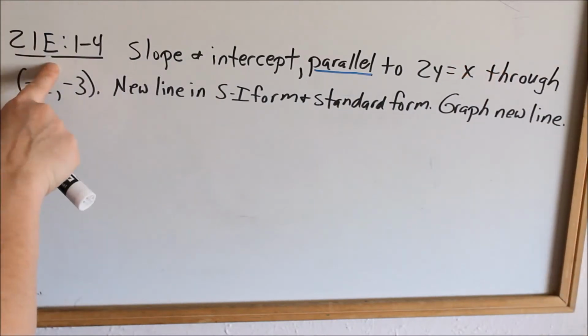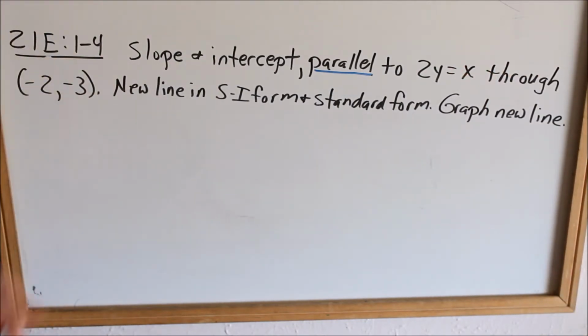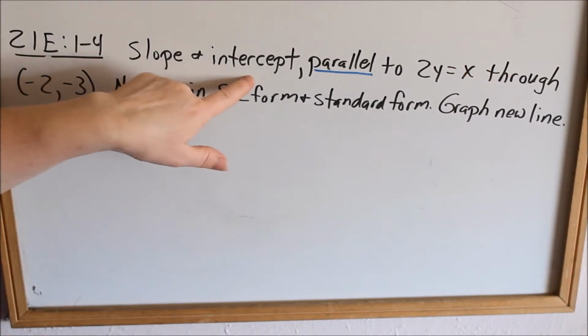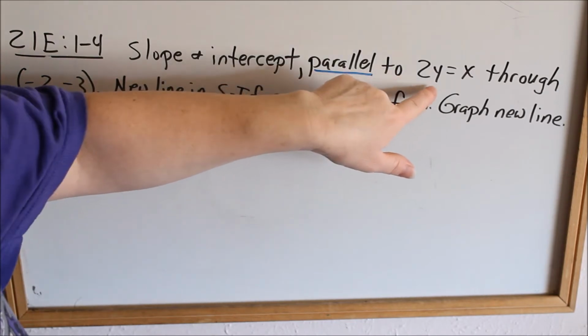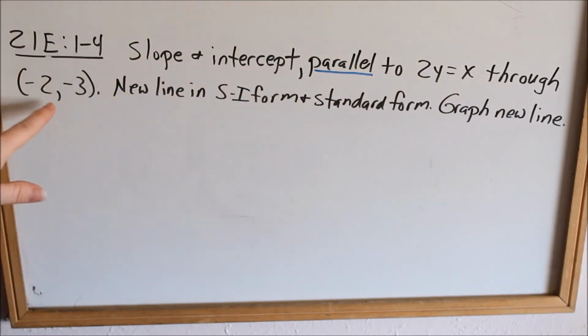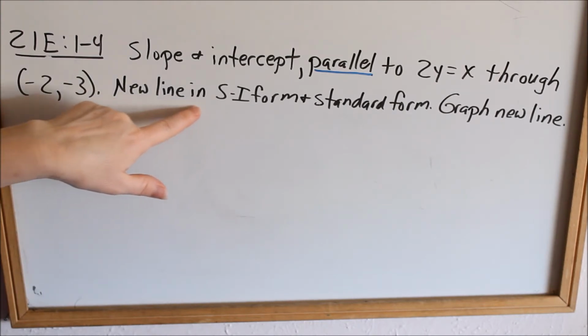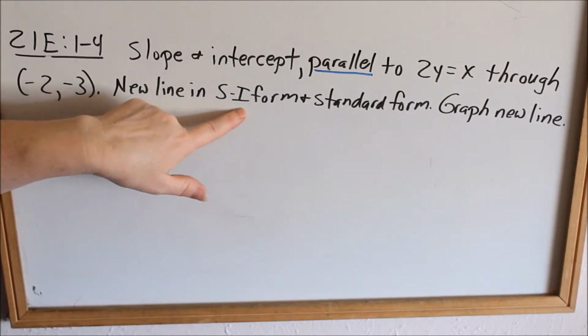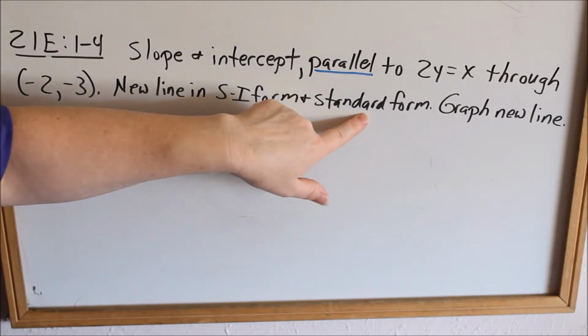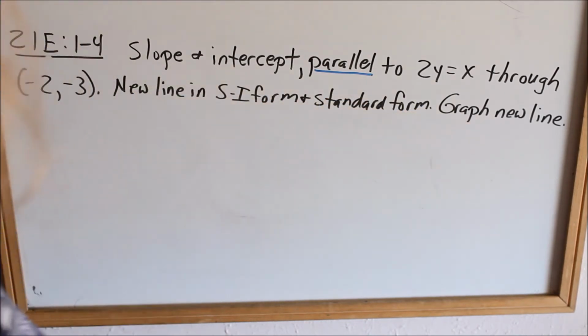Okay, we're doing 21E, 1 through 4. The problem asks us to find the slope and intercept that is parallel to 2y equals x through the point -2, -3. They are asking you to put the new parallel line in slope-intercept form and standard form, and then to graph the new line.